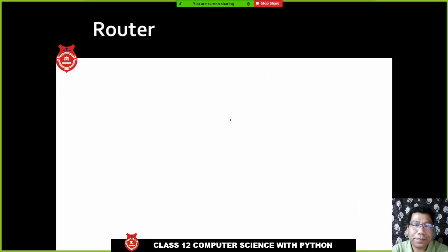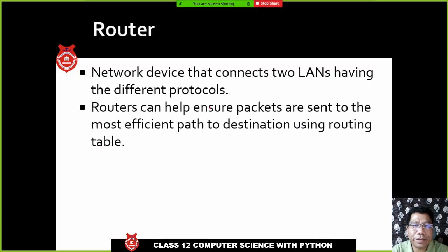Okay, another one is routers. Routers are popular nowadays. We never use hubs, we never use switches, mostly we use routers nowadays. Routers help ensure packets are sent to the most efficient path to the destination. Routers are like the traffic police in computer networking.